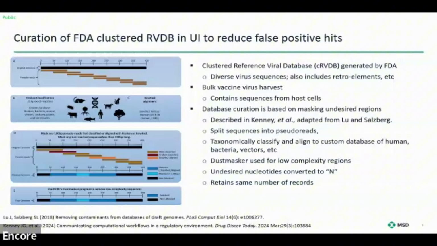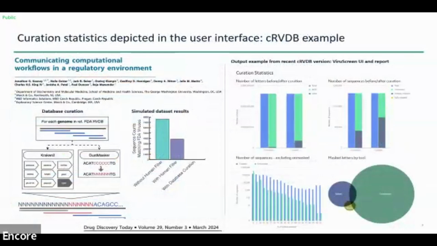This paper published earlier this year shows, using simulated data sets, how we are able to reduce false positives down to basically zero when we have curation. And so we are able to put this into the automated environment so we can just point and click, curate the database, and then we also have a summary that is generated, shown here as an example of what was masked with what tool. So we kind of keep track of that.